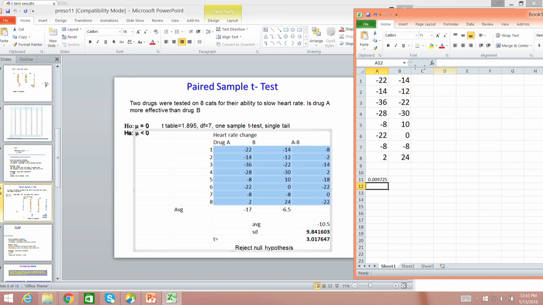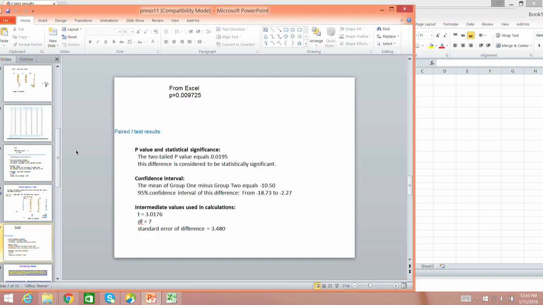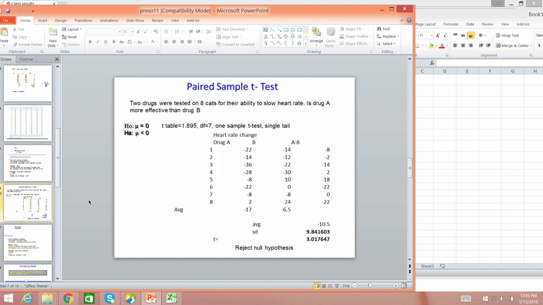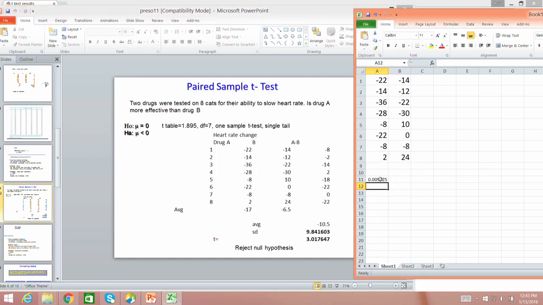So 0.009, okay, 0.009 as you can see here. So we can say based on the paired sample study we can reject the null hypothesis and accept the alternate hypothesis. That means minus 17 is much lower, that means drug A is much better in lowering the heart rate when compared to drug B. Now let us do the same problem with 2 sample t test.